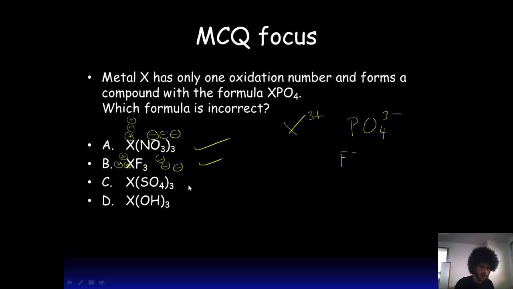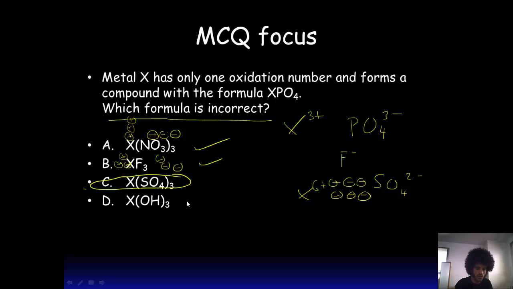Let's have a look at this one. Now I've got SO4. Now SO4 is 2 minus, but I've got 3 of them. So it's got to be 1, 2, 3, 4, 5, 6. In order for X to counteract that 6 negative, X is going to have to be 6 positive. I don't think that is right. So when it asks me which formula is incorrect, it's got to be this one.